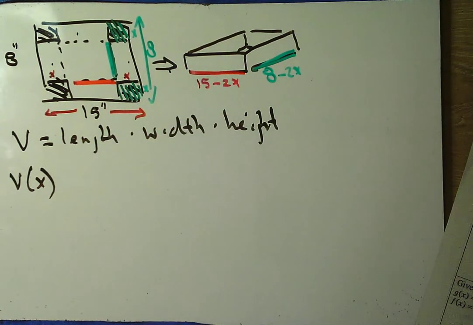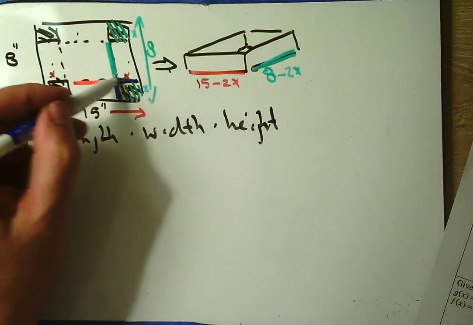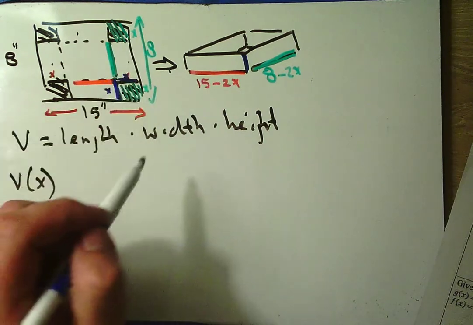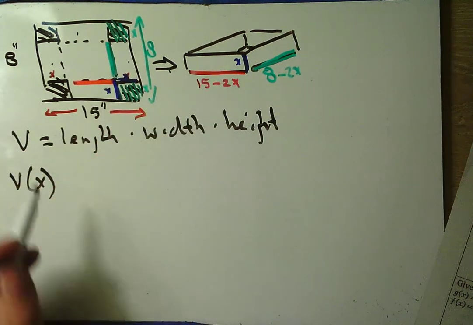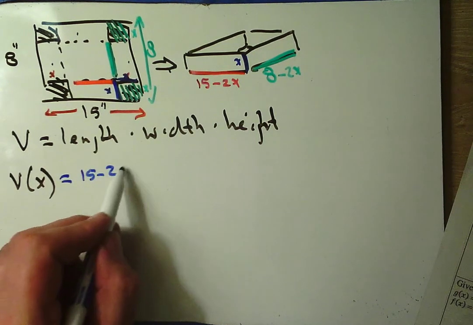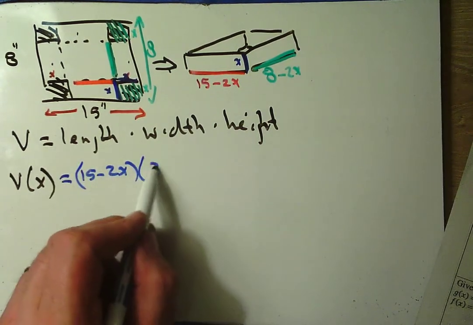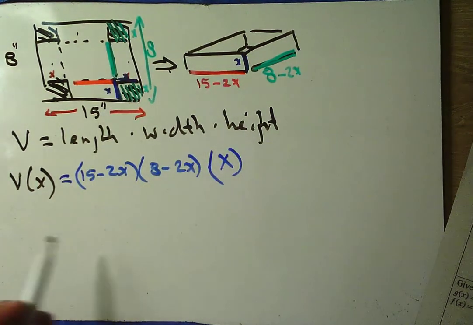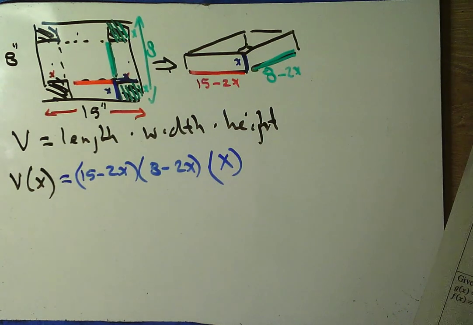And finally, what about the height of this box? Well, when I fold this flap up to this flap, it makes this. And these are x. So there's x. So the length, 15 minus 2x. The width, 8 minus 2x. The height, x. There's volume as a function of x. That's all we had to do, write v as a function of x. Okay, second problem. Y is proportional.